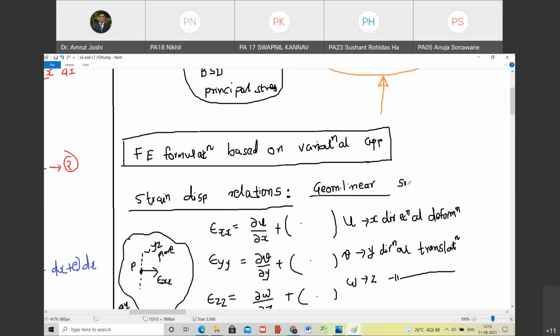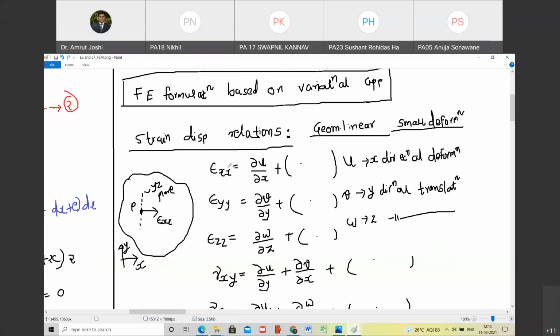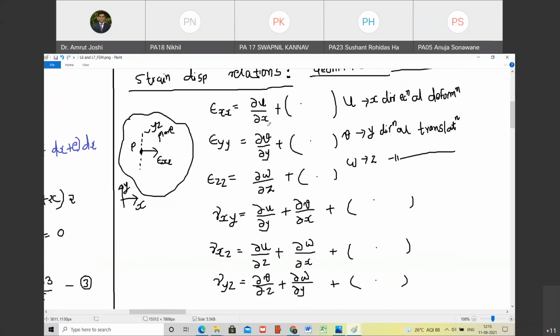These problems are small deformation problems. We can neglect these terms only when the deformations are small. Are you with me? Yes, sir. So we are going to deal with geometrically linear problems in this course where deformations are small. We can neglect the higher order terms in strain displacement relationships and we can use only linear terms. Are you with me? Yes, sir. Okay, so we have now discussed the relationship between the strain and displacement.